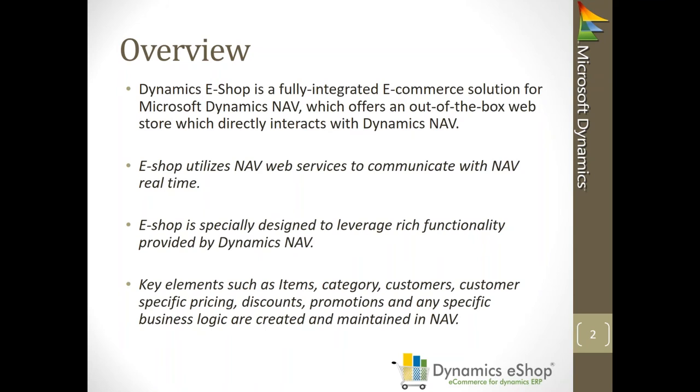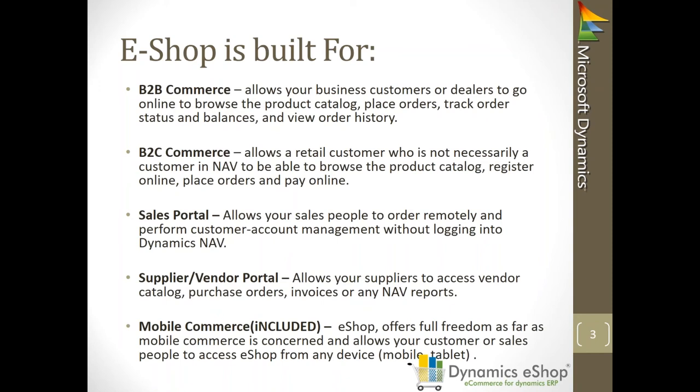eShop utilizes the standard NAV web services APIs to communicate with NAV and pull all the functionality from NAV. Whatever business logic resides in NAV is available on the website, like the pricing structure and the inventory availability. All of that resides only in NAV, and the website displays it in real time when the customer logs in.